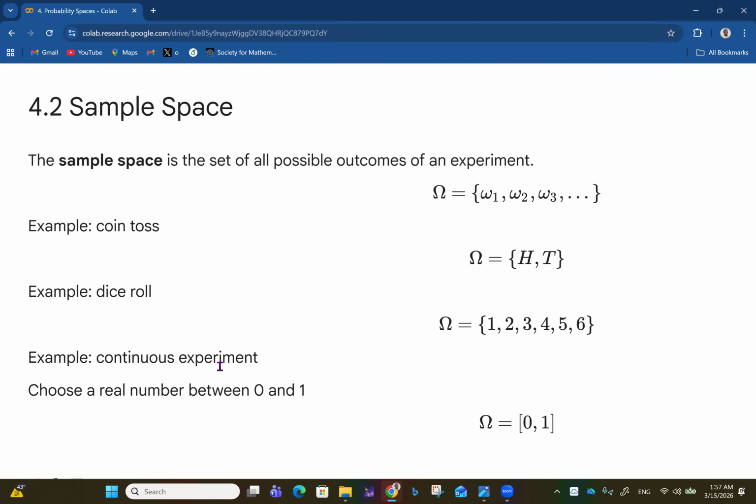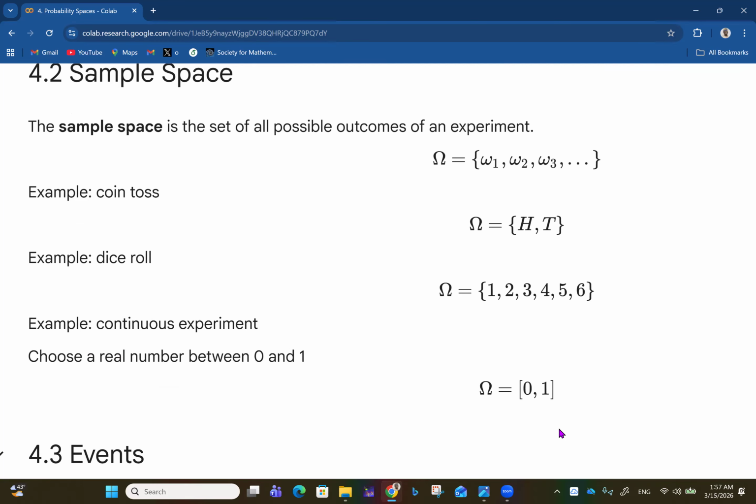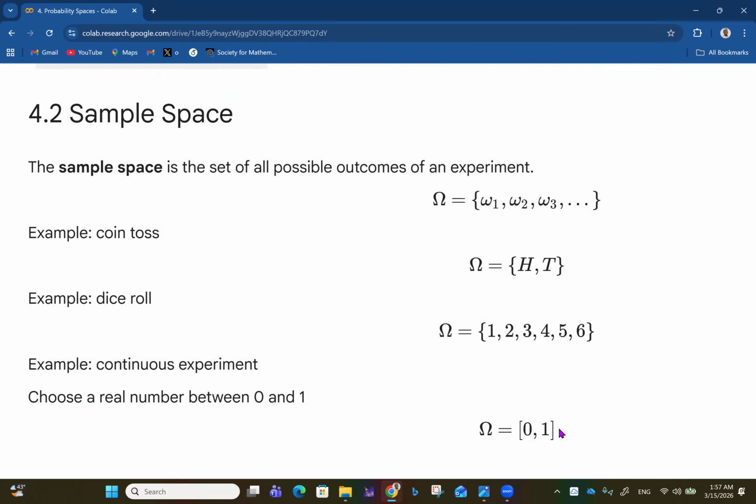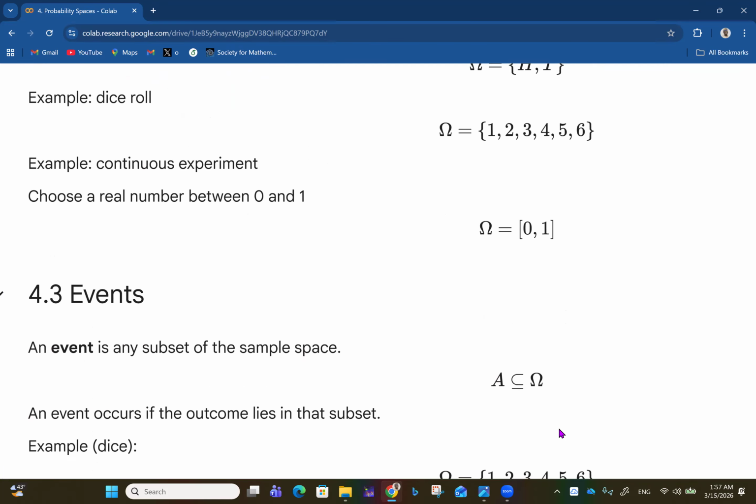You can also have a continuous experiment where you choose a real number between 0 and 1. So this is continuous, and you have infinitely many numbers between 0 and 1. You can't list all of them. As far as you're dealing with real numbers, you can have 0.01, 0.02, and so on, infinitely many. That's why it's continuous in that sense. So the sample space is the set of all possible outcomes of an experiment.